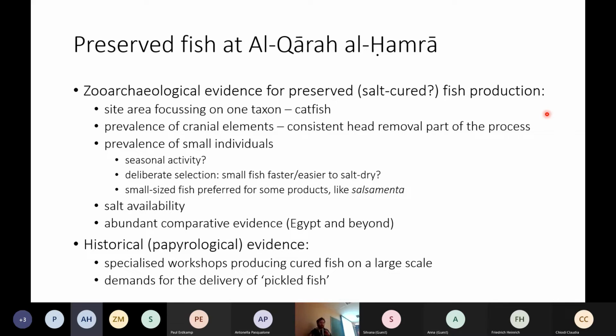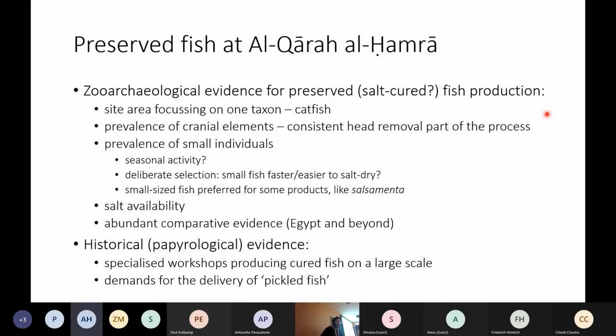or in combination with this, we know that small-sized fish were preferred in some products like salsamenta, which was a cured fish product where small fish were used, medium-sized fish were used, but in this case they were chopped in pieces, and perhaps it would have made sense to remove the head for this fish. And so together, this evidence may suggest that something was going on in terms of production of cured fish in Trench 1.